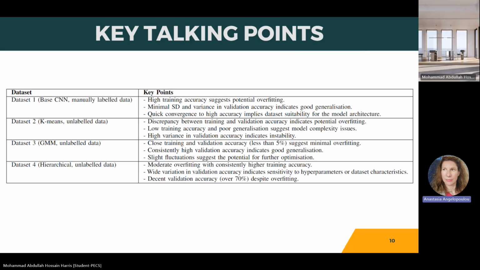So if we go back to the base CNN, as I mentioned, there's high training accuracy, and the standard deviation between the predictions is quite low. It's actually one of the lowest, but that is kind of expected because it has used the manually labeled dataset that we want. And the k-means one is, again, one of the worst performing ones because k-means in general uses the Euclidean distance. So when it's classifying different images, the Euclidean distance method doesn't work that well.